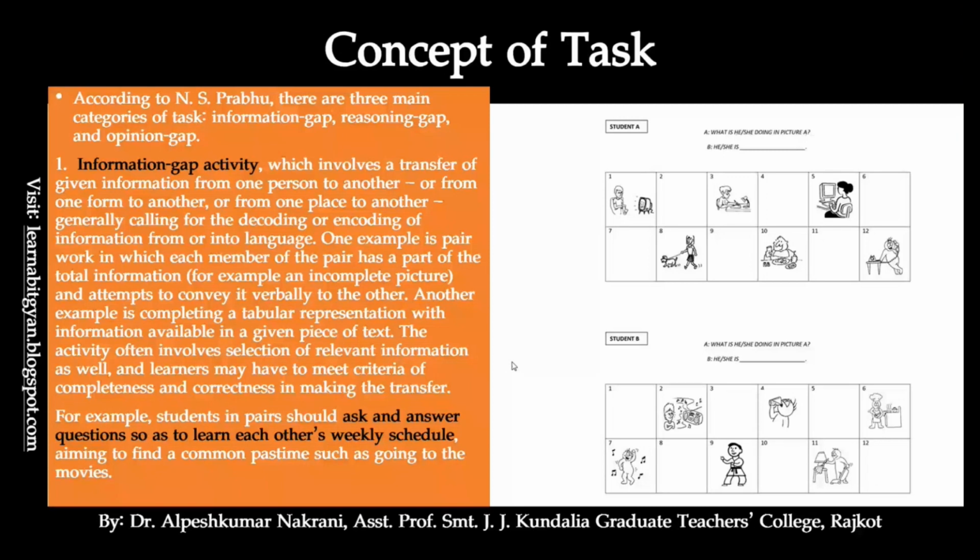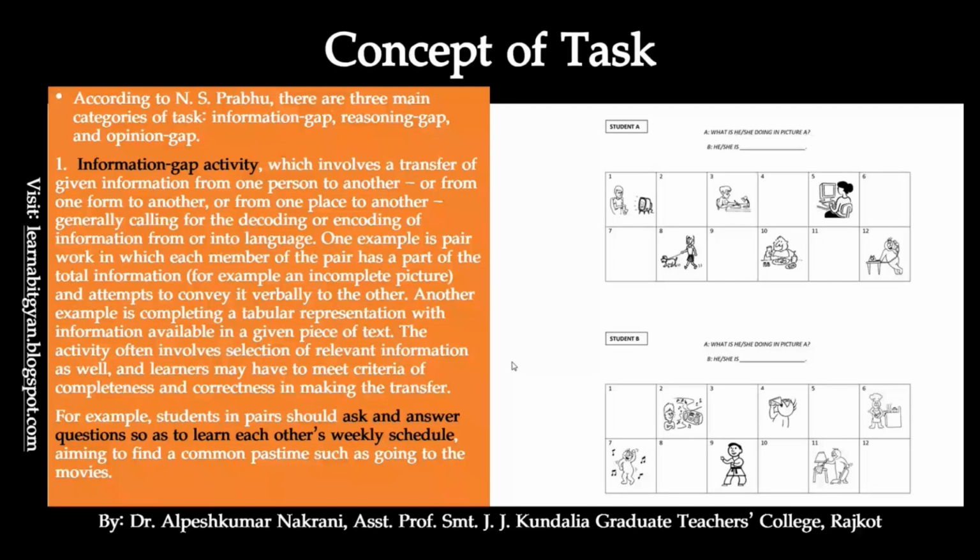Another example is completing a tabular representation with information available in a given piece of text. For example, a text is given and an incomplete table is given below the text. Now you need to read the text, understand the text, and complete the table which is incomplete somewhere. Some information is missing, right? So in this activity, you need to select the relevant information and fill up the gaps in the information, right?